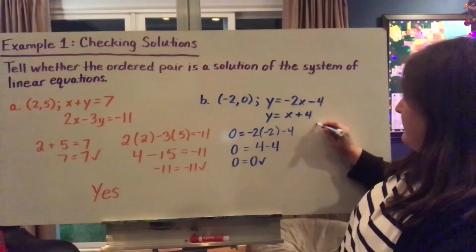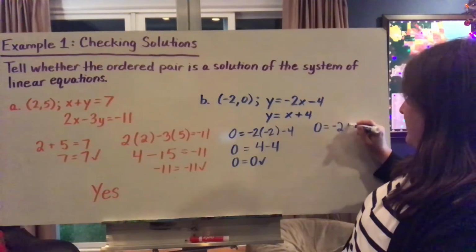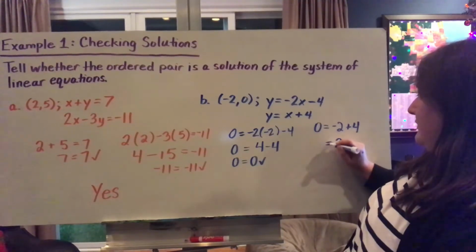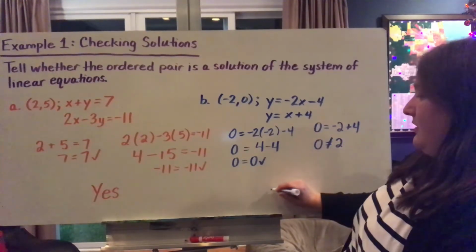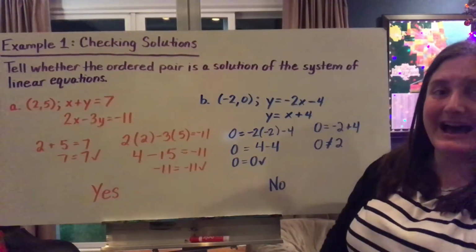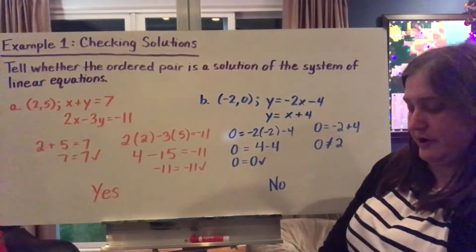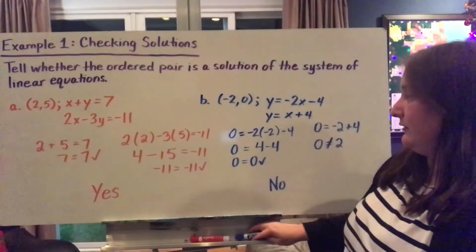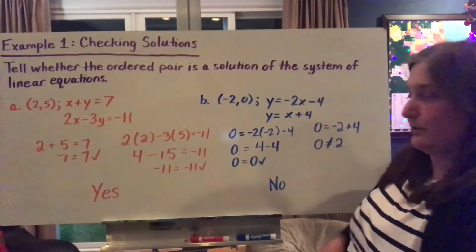Let's try it for the second. 0 equals negative 2 plus 4. Negative 2 plus 4 is 2, and 2 does not equal 0. So in this case, (negative 2, 0) is not a solution for my system of linear equations. It does work for one of the equations, but in order to be a solution for the system, it has to work for both.